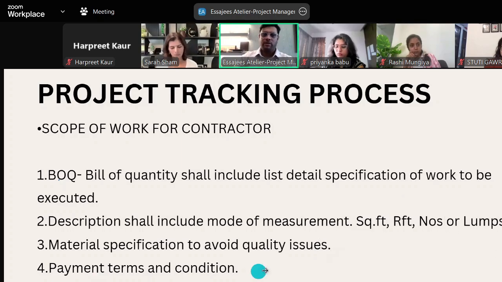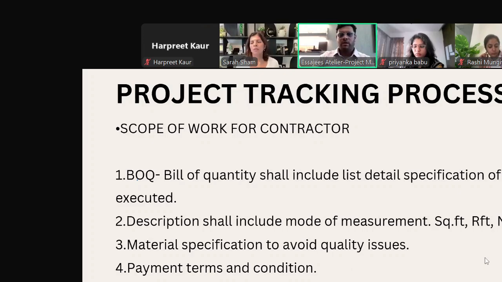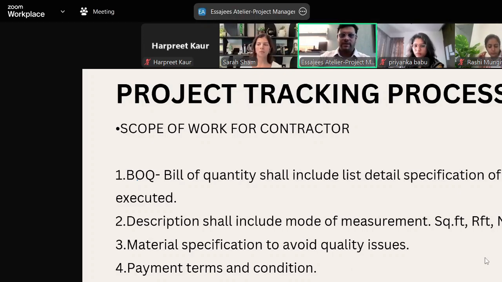Payment terms and conditions. This is also very important. What are the payment terms and conditions? The bill will be a running bill, square feet wise rates, or it will be on a percentage basis. So everything about payment terms and conditions should be mentioned.